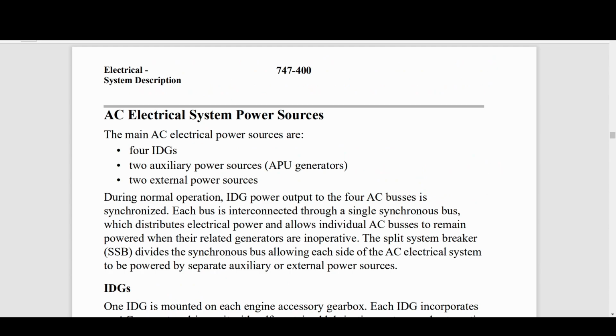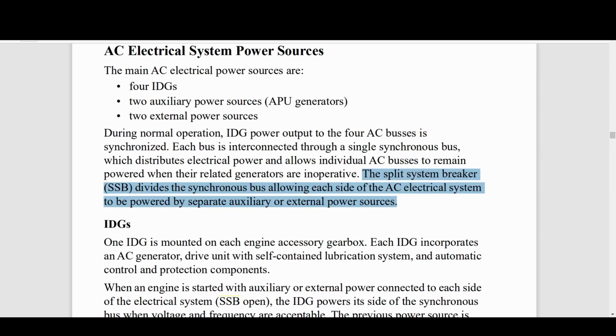What are the main AC electrical power sources? 4 IDGs, one in each engine, 2 auxiliary power sources, APU generators, 2 external power sources. The split system breaker divides the synchronous bus, allowing each side of the AC electrical system to be powered by separate auxiliary or external power source.